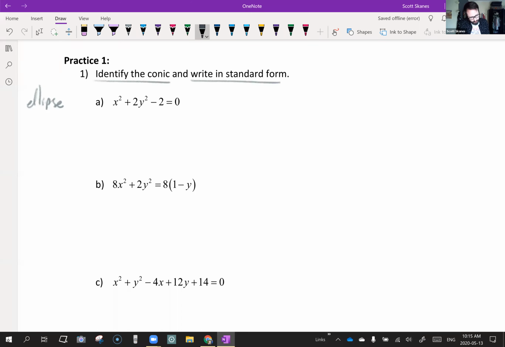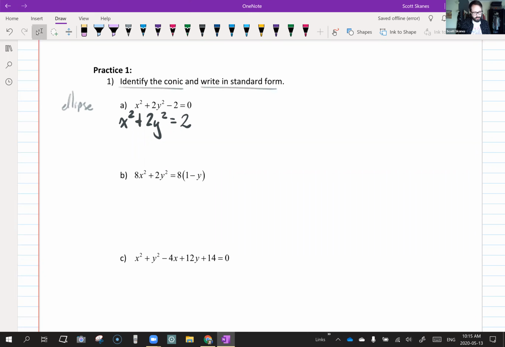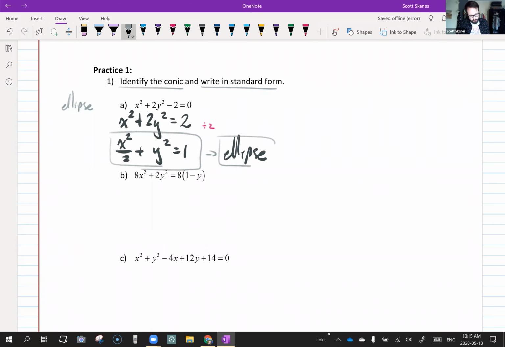So what do I need to do? There's very little to do. This is almost done. It can't be a circle because a circle would not have a number in front of any of the squared terms. So I need to divide everything by 2. That's x squared over 2 plus y squared equals 1. And now for sure it's an ellipse. Those are my 2 answers.